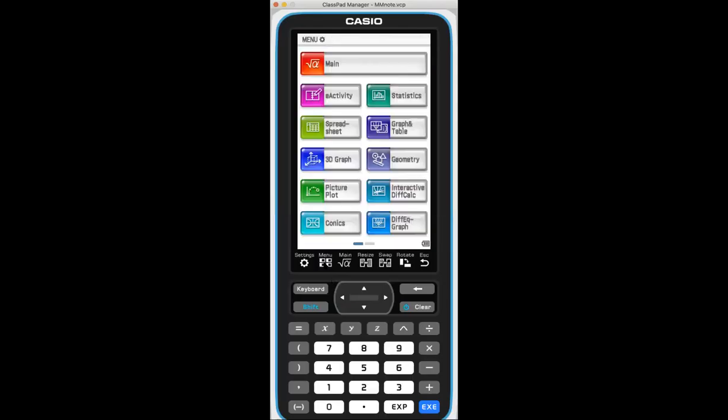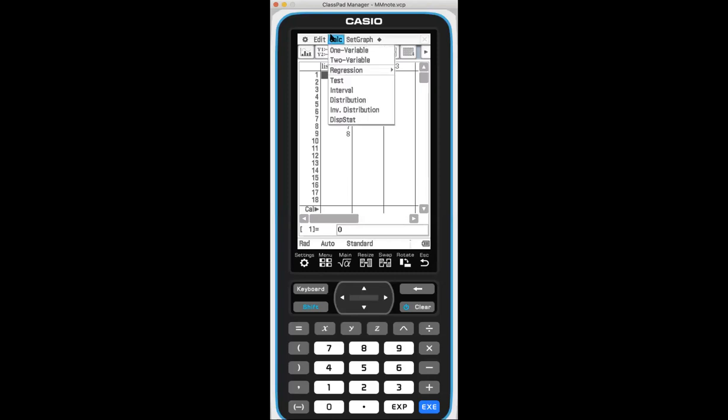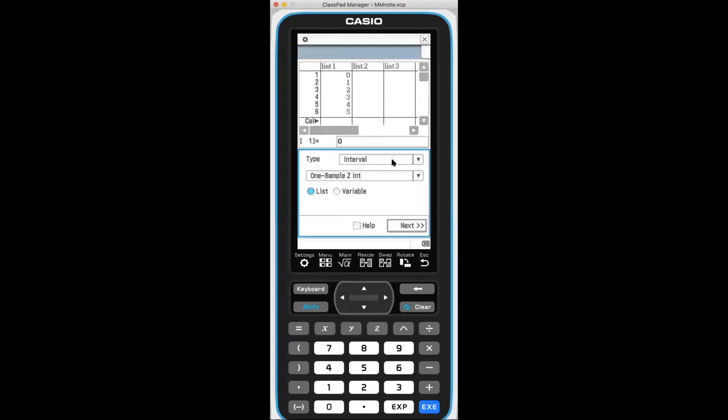Right, go to menu, statistics, calculation, interval. Choose one sample Z interval by default selection and choose variable. Choose next. Confidence level is 0.95, sigma is 16. Mean value is 210. Number of samples, 100. Hit next. All right, there we go. Very similar procedure to the procedures we use in TI-Nspire, okay?